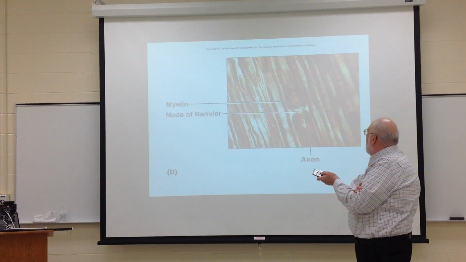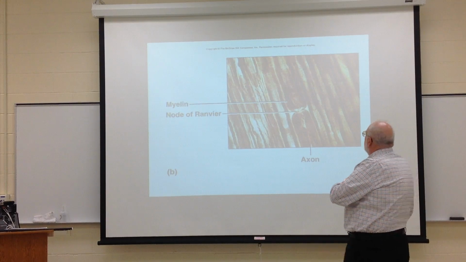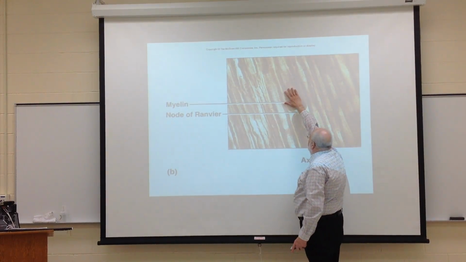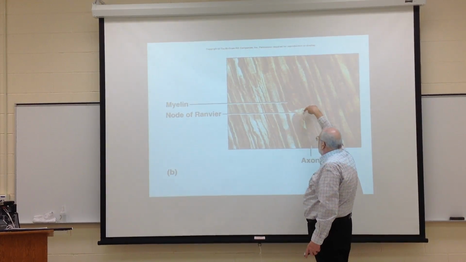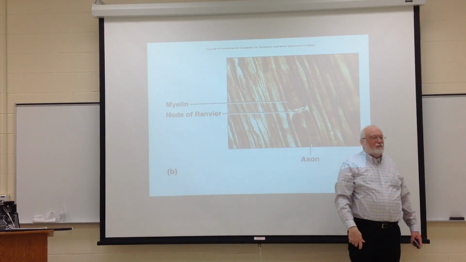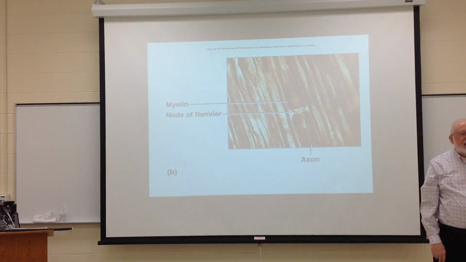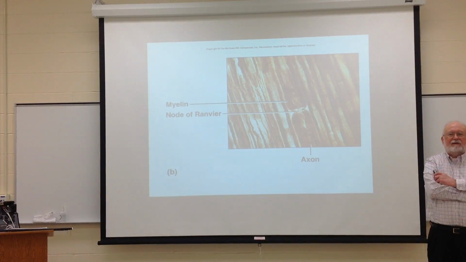All right, let's take a look at this. Here we have two Schwann cells. There is an area between the adjacent Schwann cells where there's a little break in the myelin. There's no myelin there. What's that thing called? Node of Ranvier.